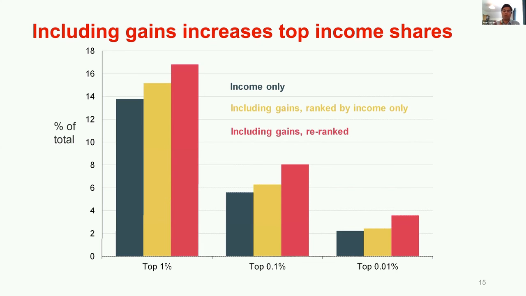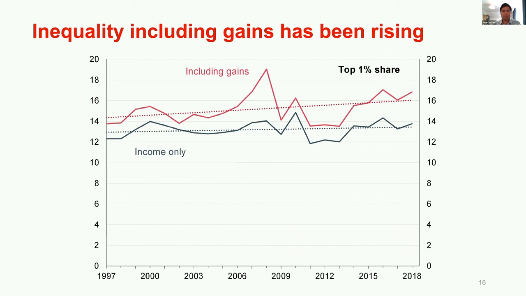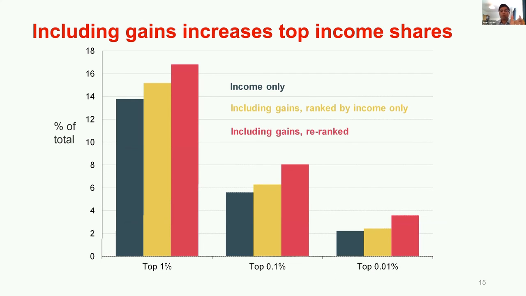When you look at the smaller groups, say the 0.01 on the far right of this graph, most of the effect is not really about adding in capital gains for the existing people. It's really about bringing in a new kind of person who is high in capital gains but doesn't have much, relatively speaking, in terms of income. So if you take those blue and red bars that I'm showing you here, the top 1% share by income only and the top 1% share by income plus capital gains, ranked on income plus capital gains, these are the numbers for 2017.